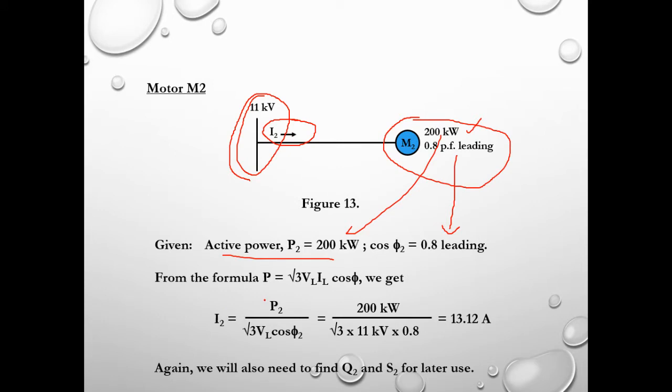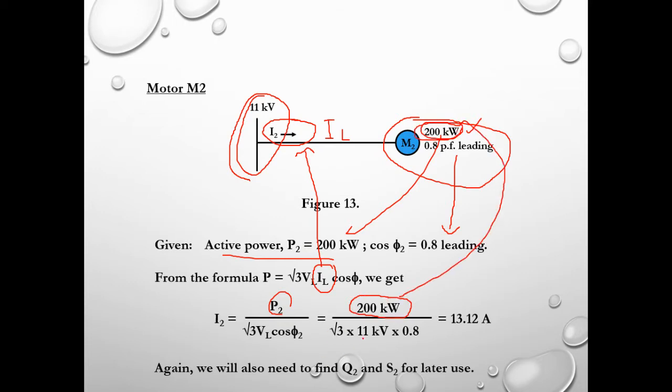From the formula P equal to square root 3 VL IL, this line current is actually equal to I2, so I can simply write that I2 is equal to IL. So I2 equal to P2 over square root 3 VL cos theta. So this is 200 kilowatt from this question again here.